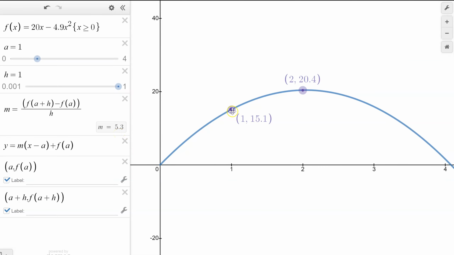And so here you can see that it is 5.3. This is another graph that I have. So at 1 second it was 15.1, and at 2 seconds it is 20.4. Those translate to the heights over here, and that was 5.3 meters per second. Now the next one we're going to do is change h to 0.5, 0.5 seconds away. So we're approaching just like we did in the previous problems. We're going to go from 1 second to 1.5 seconds, and those are the heights of the object. It should be 7.75 as our average velocity.